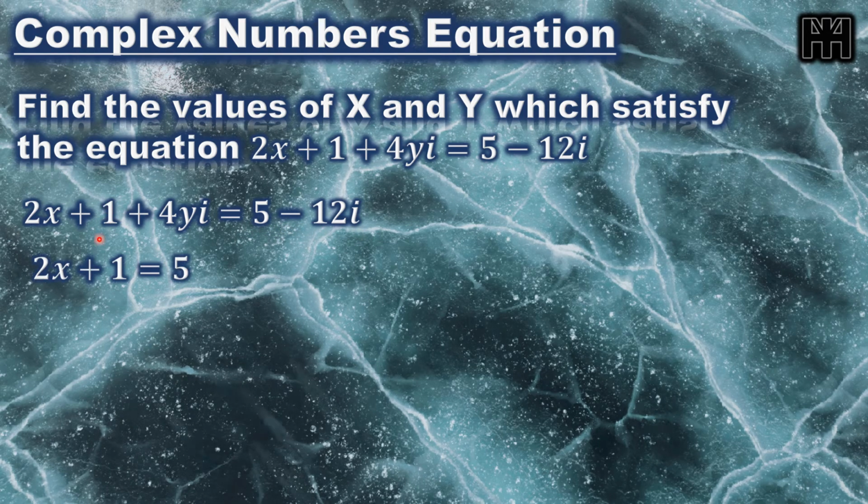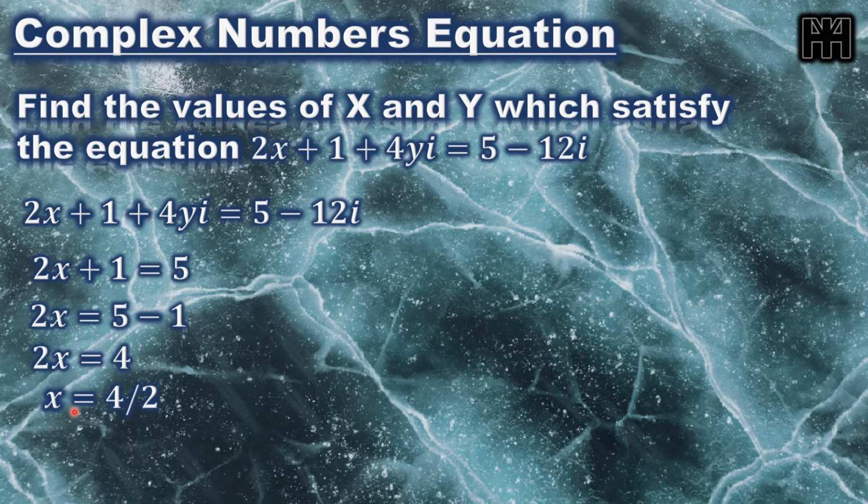We have 2x plus 1 as the real part of the left side and 5 as the real part of the right side, because it has no i. So 2x plus 1 must be equal to 5. Let's solve for x. Send 1 to the other side. It will be 2x equals 5 minus 1, so 2x will be equal to 4. And x will be equal, sending the 2 to the other side by dividing, to 4 over 2, so x will be equal to 2.